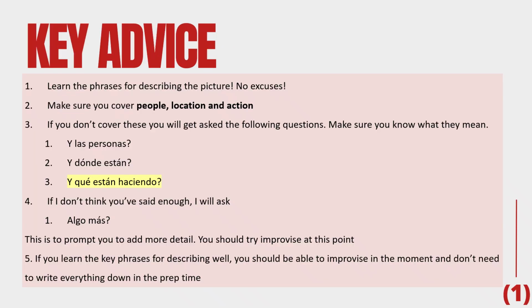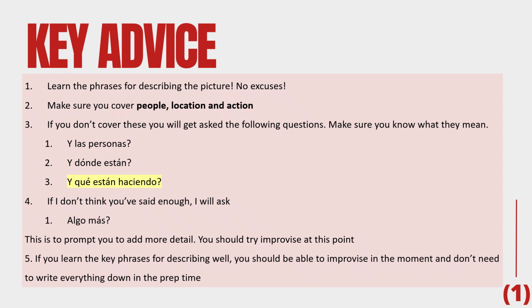So first of all, starting with the key advice. Number 1 is learn the phrases for describing the picture. There are absolutely no excuses for this. You know what is coming. You don't know what is going to be in the picture, but you know exactly what you have to do. And there is just no reason that you should not go into the exam prepared, knowing the phrases you are going to use to describe the picture. I will show you mine in a couple of slides' time.